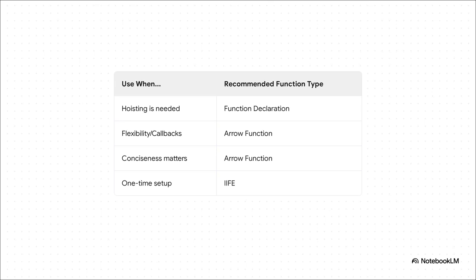If you absolutely need to call a function before it's written in the code, a function declaration is your only option. That's what hoisting is for. For pretty much everything else, especially for things like callbacks or short utility functions, the arrow function is going to be your best friend. It's clean, it's concise, and it solves that whole this problem. And for that one specific job, running some setup code that needs to stay private, you pull out the IIFE. See? It's all about picking the right tool for the right situation.